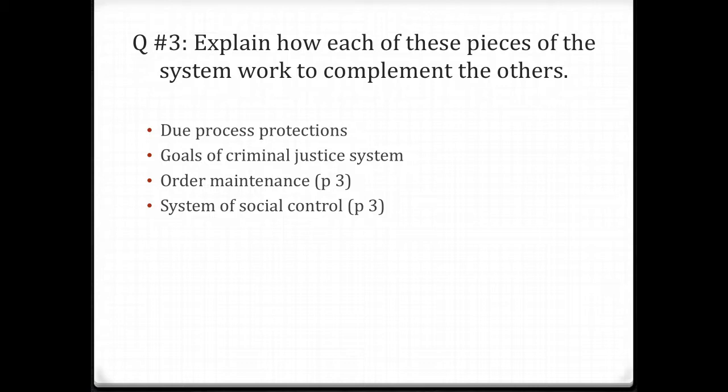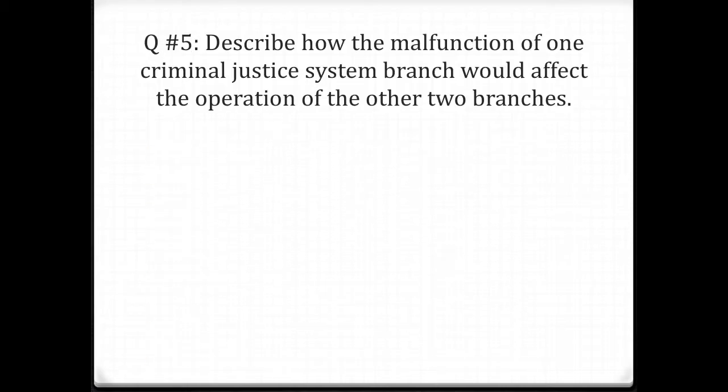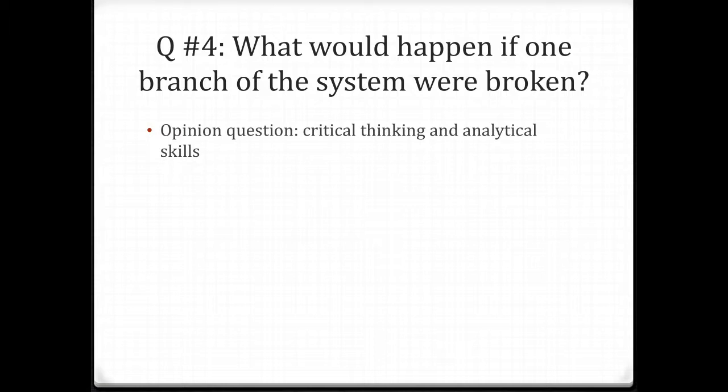We're going to work for the order of maintenance, and then a system of social controls. Those things should ring a bell to you, but you can read more about those. Okay. Question number 4 is what happens if one branch of the system were broken? This is an opinion question, and quite frankly, this is where you have to demonstrate your critical thinking and analytical skills based on the readings in the book and what's been written ahead in questions 1 through 3.